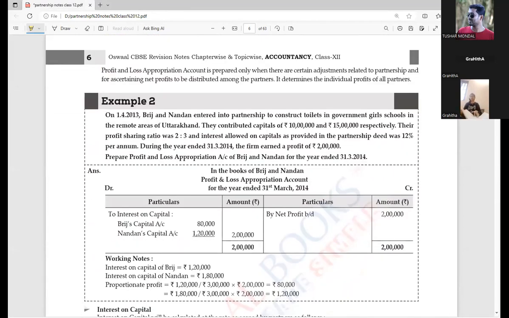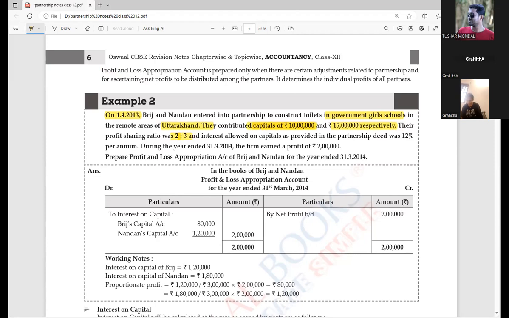Let's see that. On 1st April 2013, little concentration needed. One question we are going to do: Bridge and Nandan entered into a partnership to construct a toilet in a government girls school in a remote area of Uttarakhand. They contribute capital of rupees 10 lakh and 15 lakh respectively. This point is important. Their profit sharing ratio is given as 2:3.